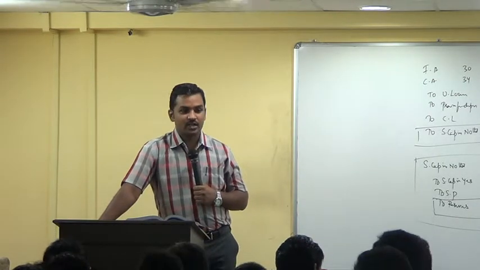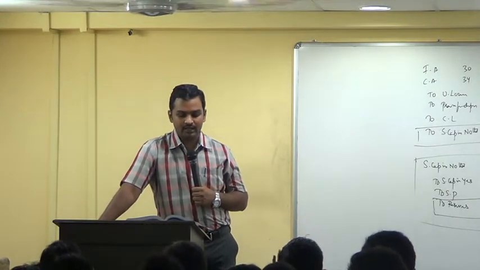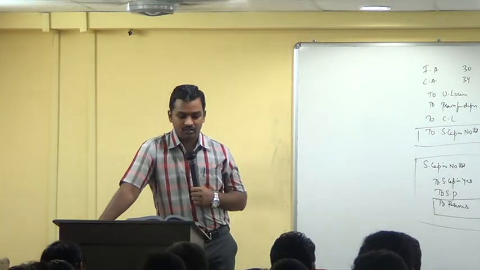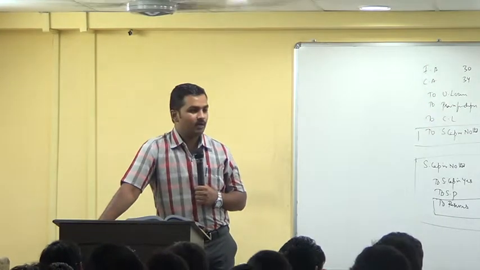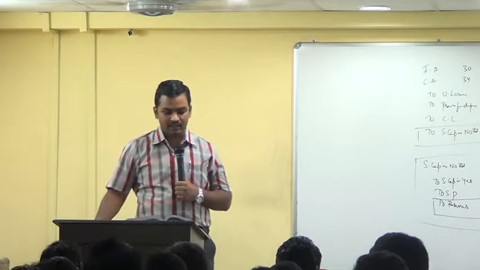Liabilities: 14,000 equity shares of 100 rupees each, fully paid, 14 lakh. General reserve 10,000, 10% debentures 2 lakh, trade payables 2 lakh 40,000, bank overdraft 50,000, total 19 lakh.